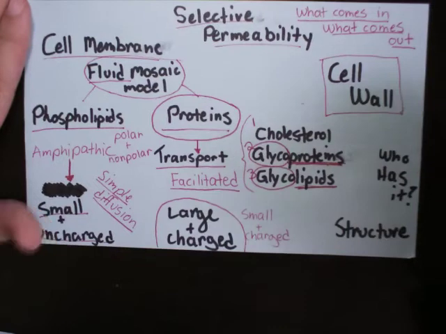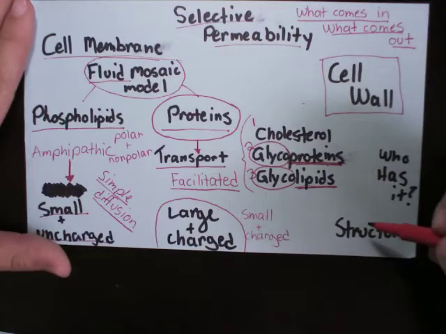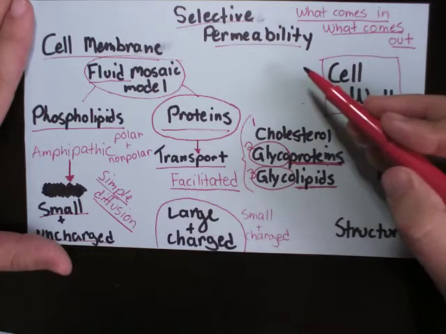We're going to take a brief peek at the cell wall because not all cells have the cell wall, but some of them do. Who has it? What does it look like? And what does it mean for permeability?